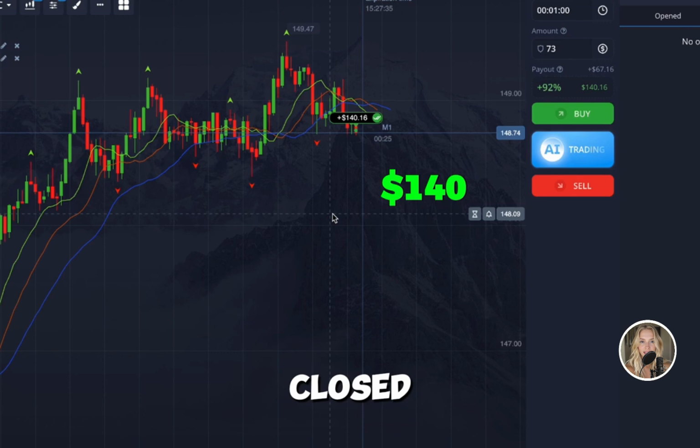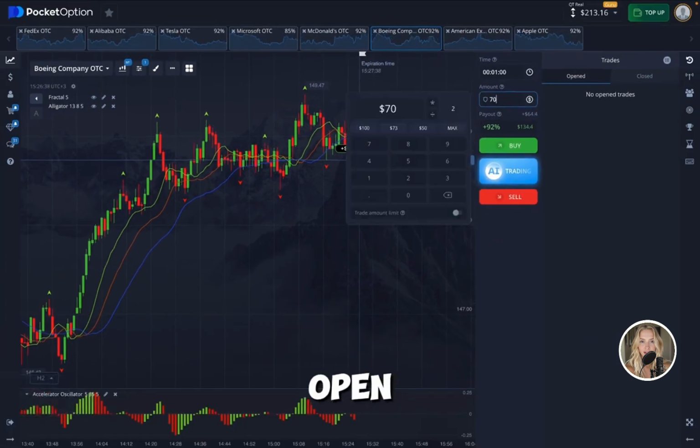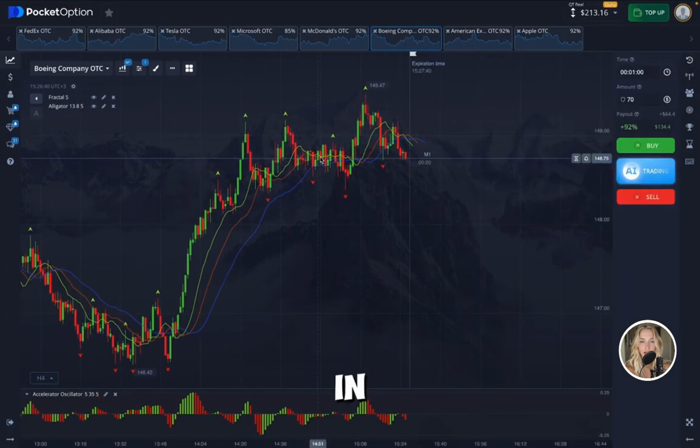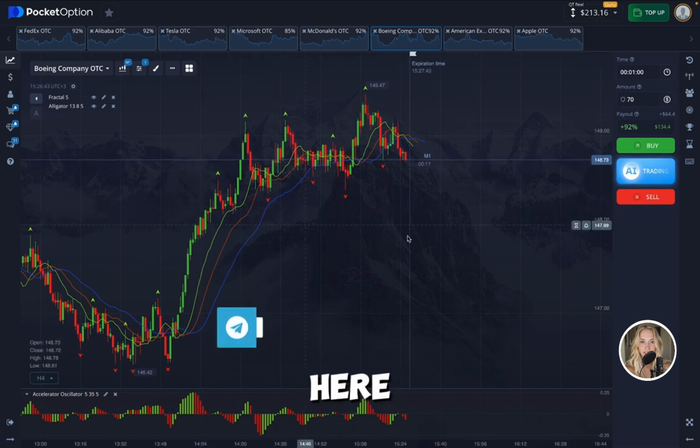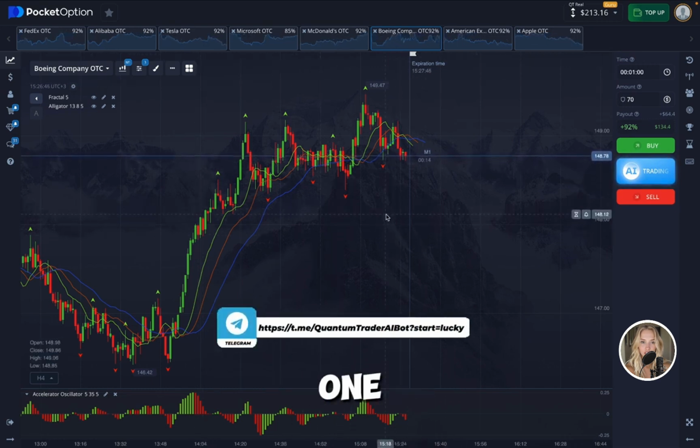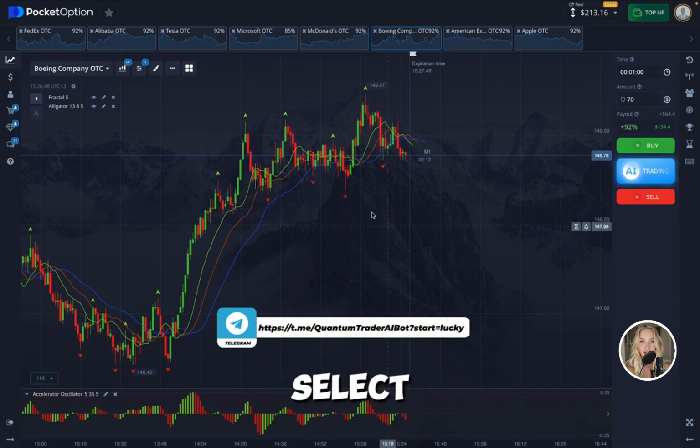The deal is closed at a plus. Great, let's open the next position at $70. In general, I think there was a clear entry point here. It was similar to the previous one, so we continue to analyze and select the next deal.